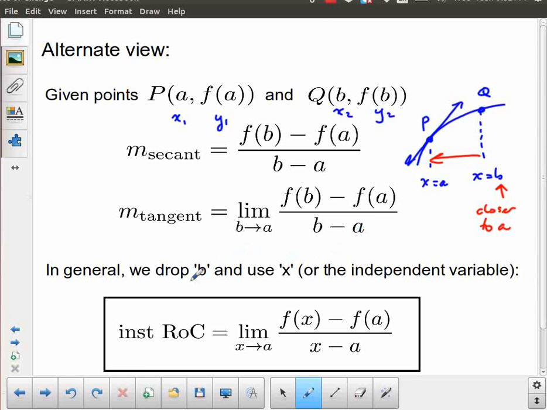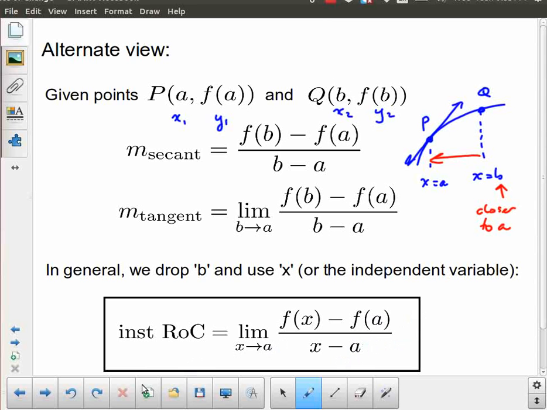Now, using a and b was fine for illustrating, but in general we actually drop the b, because we're going to take the independent variable and move it closer and closer to a anyway. So an alternate way of writing this is: the instantaneous rate of change is the limit as x approaches a of f of x minus f of a. Notice I had f of b here. Now I'm just going back to calling it f of x. Minus f of a, that stays the same. B minus a becomes x minus a.